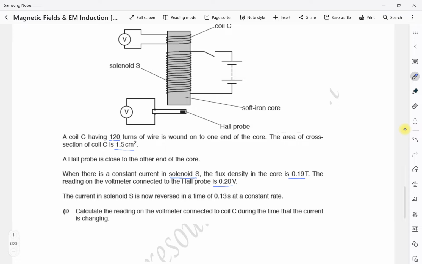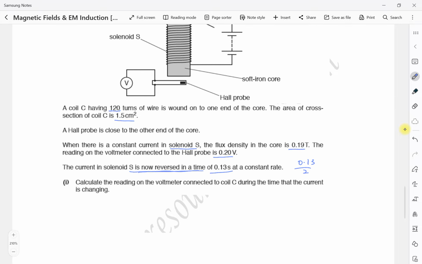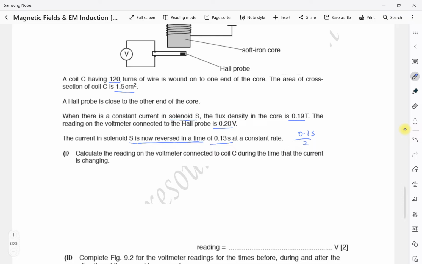The current in solenoid S is now reversed. Current is reversed in a time of 0.13 seconds, which means current takes a time of 0.13 divided by 2 to change from maximum to 0. Just from maximum to 0, not from maximum to maximum. Calculate the reading on the voltmeter connected to coil C during the time that the current is changing. So in other words, we want the induced EMF.